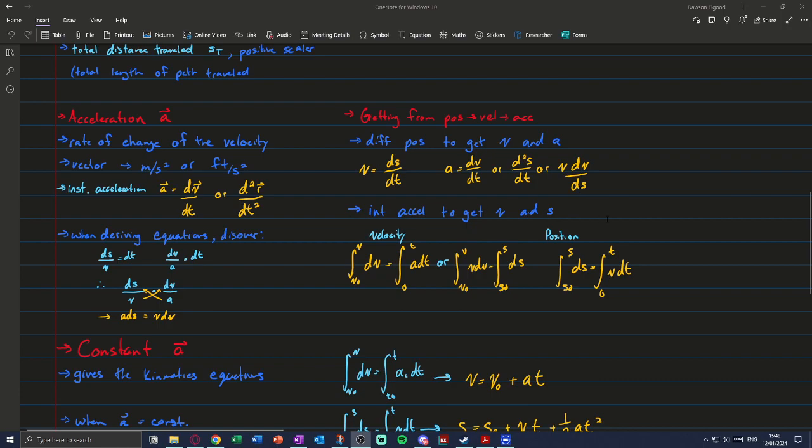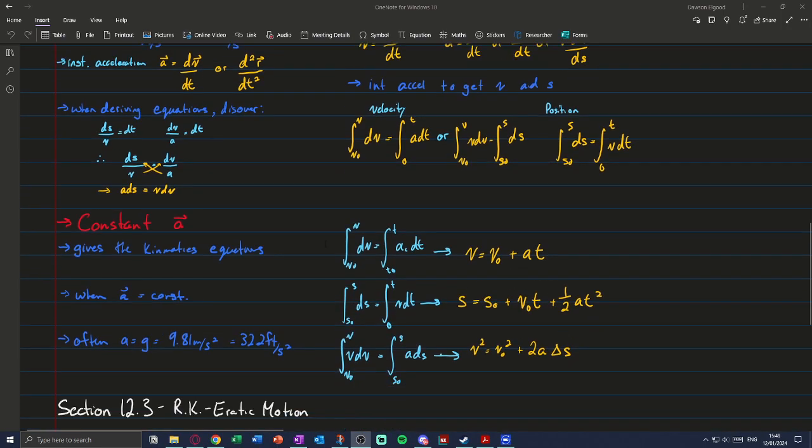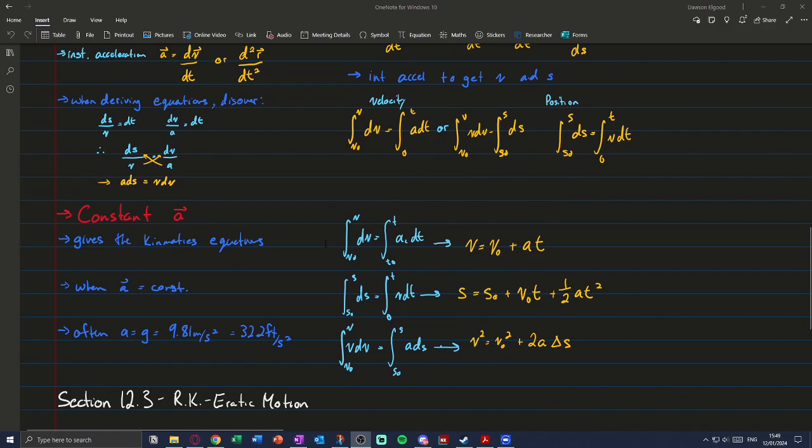And if you're going the other way, you integrate acceleration to get either velocity or position. So these are the equations you're going to use. I'm not really going to explain them. Fairly self-explanatory.